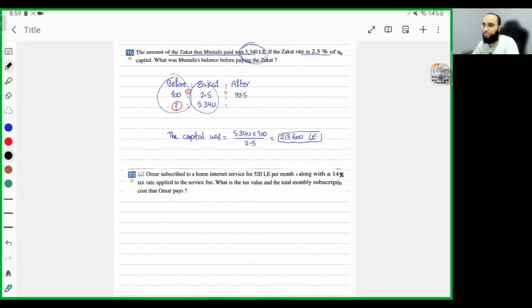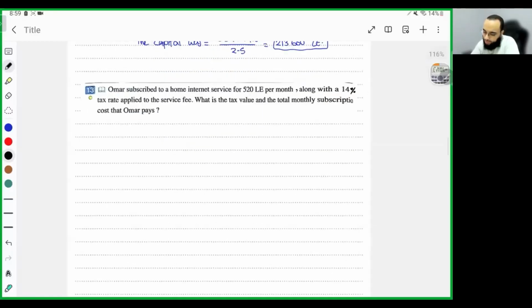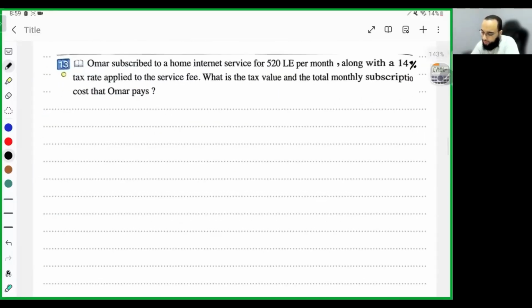Yusuf Al-Husayn, where are you, Yusuf? Omar subscribed to a home internet service for £520 per month, along with a 14% tax rate applied to the service fee. Then this tax is going to be added to the service price, or it's going to be subtracted from it?